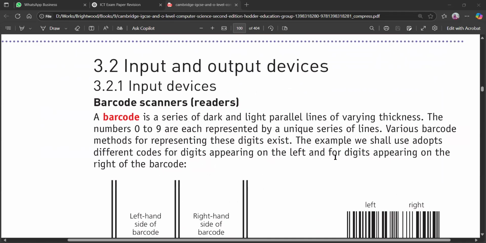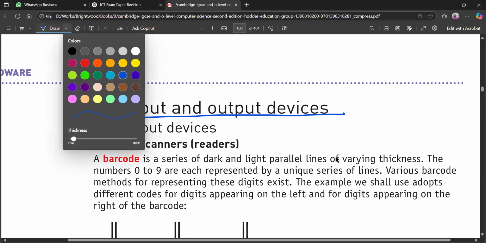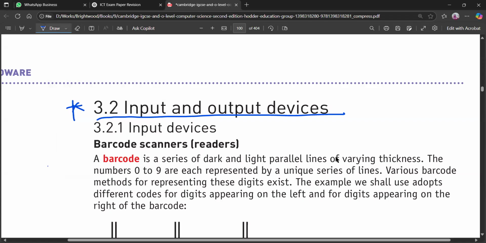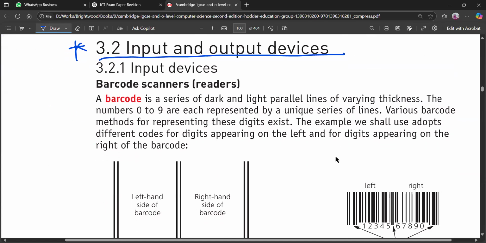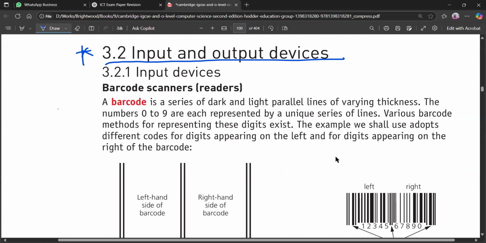So today I start the new part, input and output devices. You already know input and output devices, you have some idea about that, no? I'll quickly go through it. It won't take much time. Write down input and output devices.